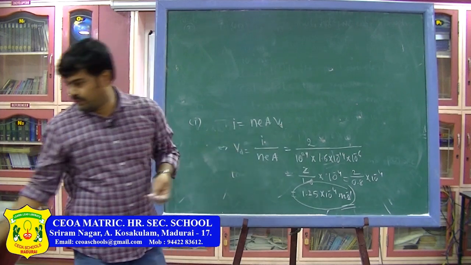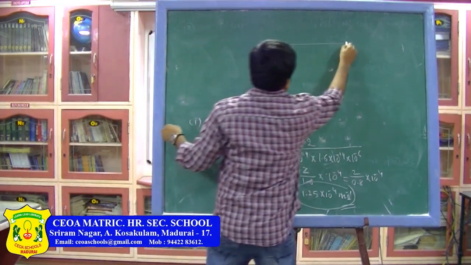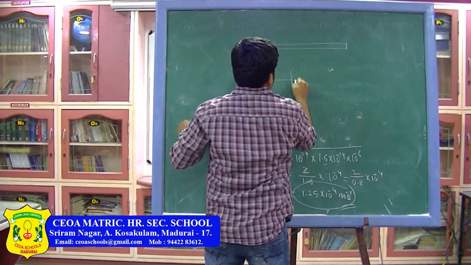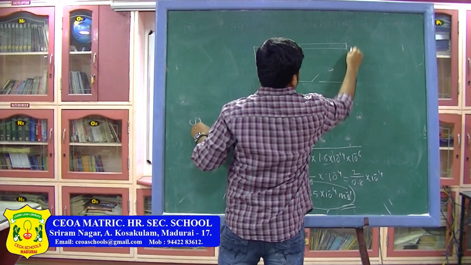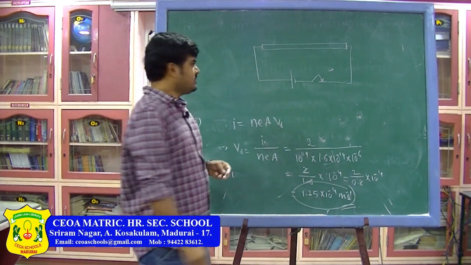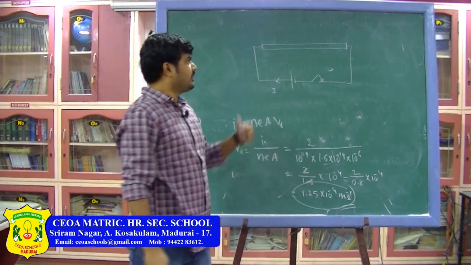Even though the drift speed is very small, suppose this is the given wire, and this is the circuit, this is the switch. Now, when I close the switch, current will start flowing in the wire immediately and the electrical appliance will start working.